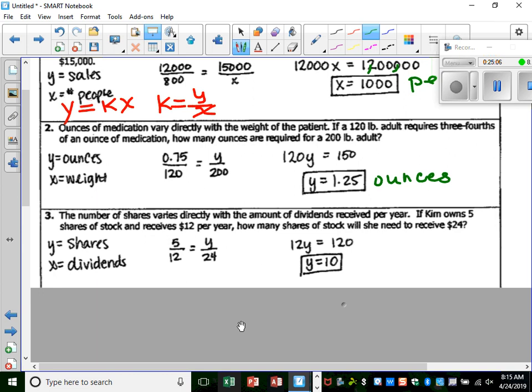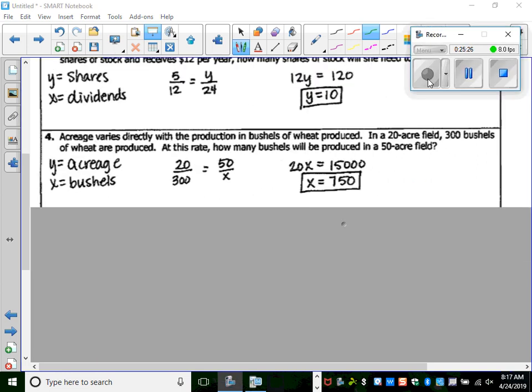But the most important thing is to get that y over x correct, because if you put x over y, you're not going to get the right answer. So you have to know which number is your y value and which number is your x value. I'm going to pause this. You should have 750.